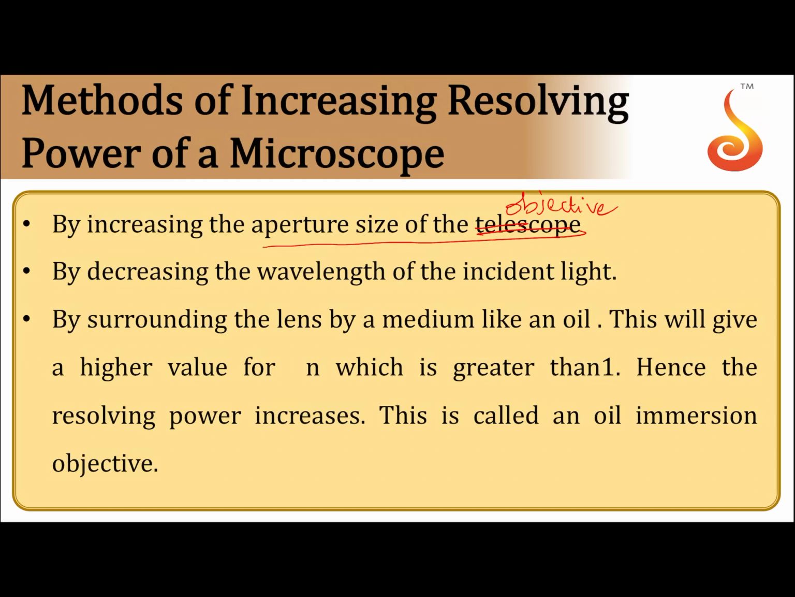Then by decreasing the wavelength, if you use ultraviolet light, such microscopes are called ultra microscopes. If you use UV light, then the wavelength will be decreased and resolving power will be more. Then if the medium surrounding the lens is changed, like when an oil is used, then n will be greater, so the numerical aperture will be greater. Because of that, the resolving power increases. This kind of microscope is called an oil immersion microscope.